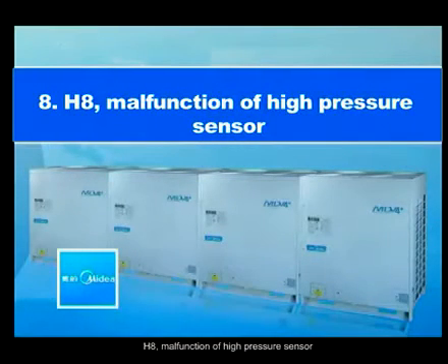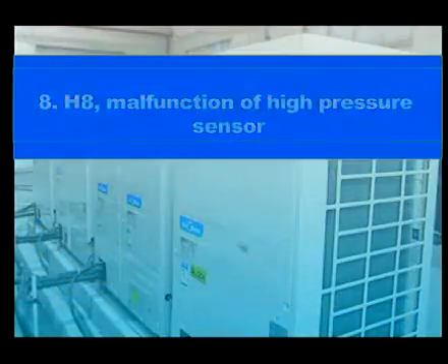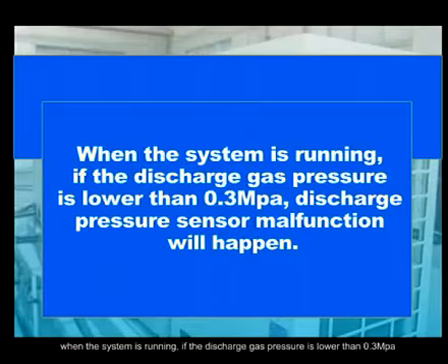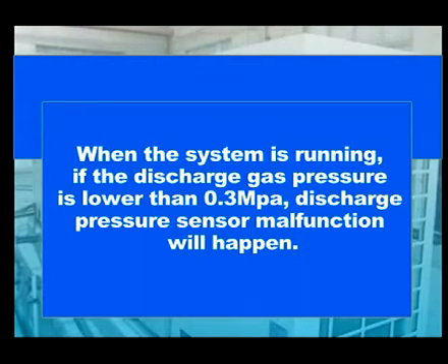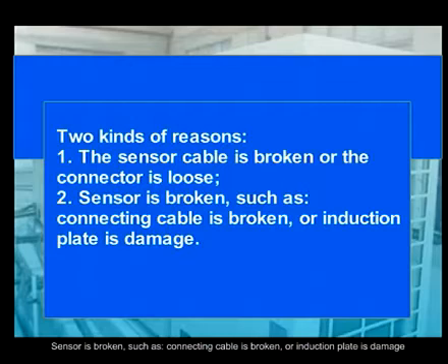H8, malfunction of high pressure sensor. When the system is running, if the discharge gas pressure is lower than 0.3 MPa, discharge pressure sensor malfunction will happen. Two kinds of reasons. 1. The sensor cable is broken or the connection is loosened. 2. The sensor is broken, such as the connecting cable is broken or the induction plate is damaged.